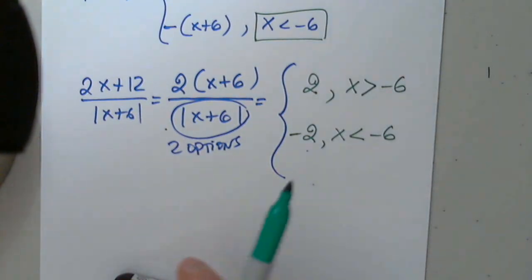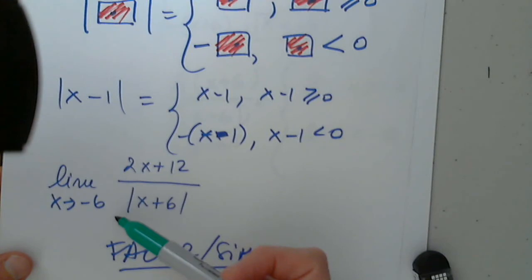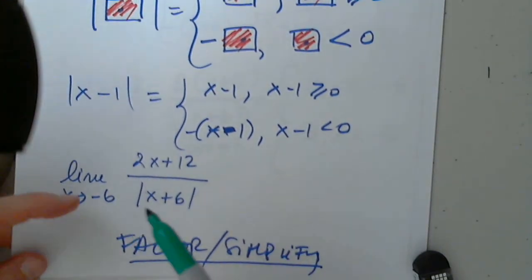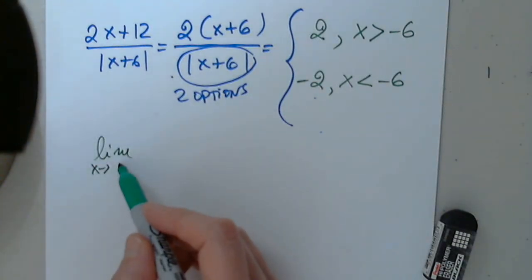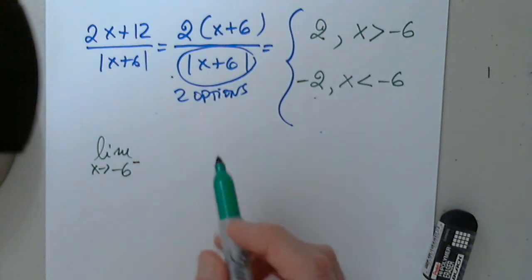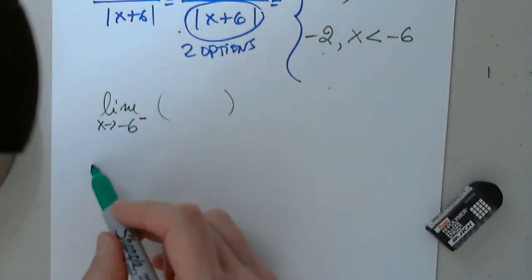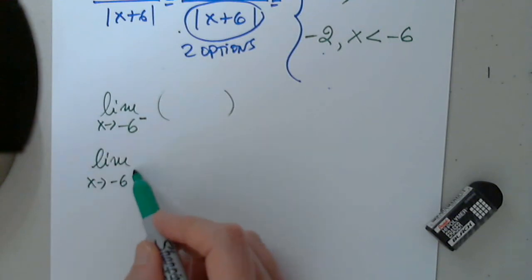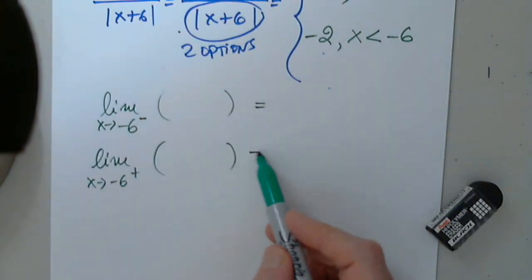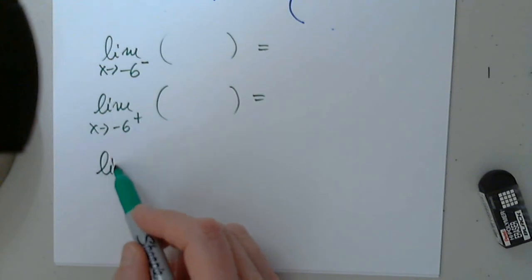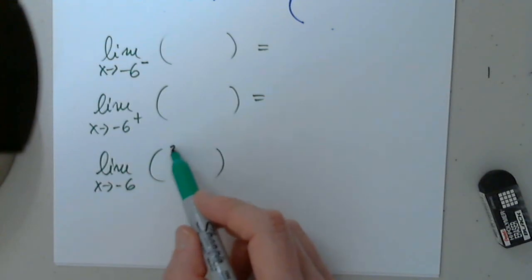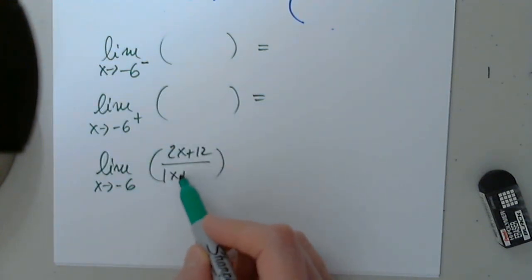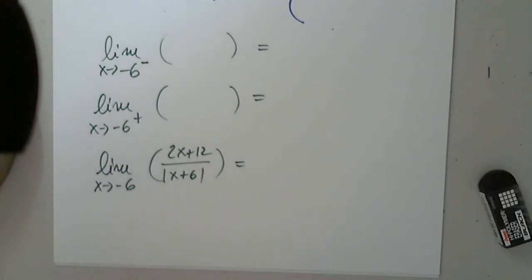Yes. Excellent. So now finally, after all this work, I can answer this question. It's from either side. So I will determine the limit as x approaches negative 6 from the left, and you'll tell me from what, and the limit as x approaches negative 6 from the right, and you'll tell me from what. And then we will draw a conclusion about the limit as x approaches negative 6 of the function 2x plus 12 over the absolute value of x plus 6, and you'll tell me what it is.